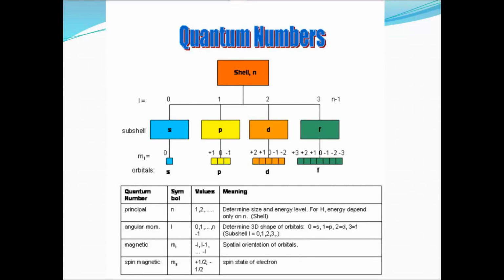So this is kind of a map of what we're looking at. First, we'll determine the shell, or the energy level. Then we'll determine the shape, how many different shapes we can have, and then the orientation, or the spin. Is it spinning positively or negatively?